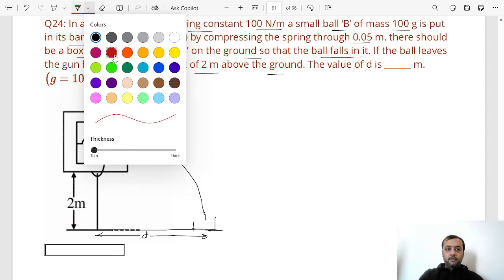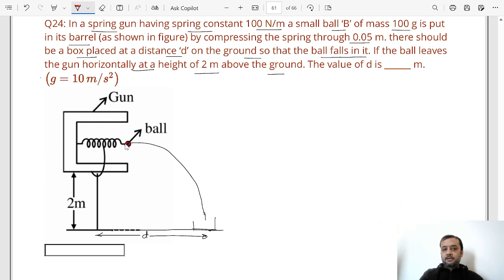Now what will happen here is that the spring has been compressed by 0.05, and when the spring is released from here, we can say that the potential energy of the spring will become the kinetic energy of the ball.